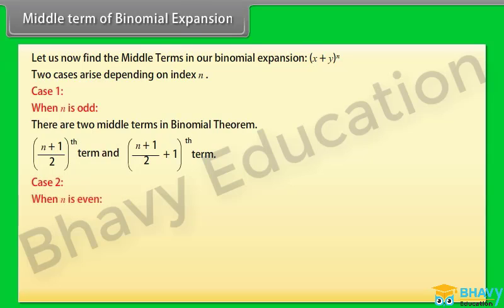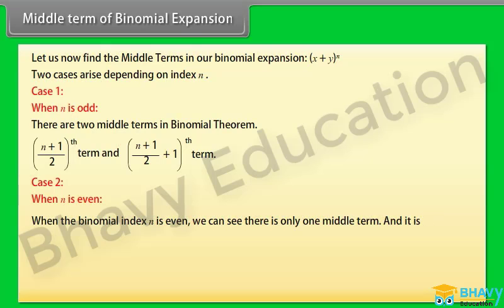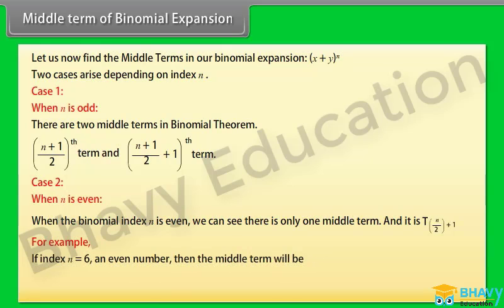Case 2: when n is even. When the binomial index n is even, there is only one middle term, and it is T(n/2 + 1). For example, if index n is equal to 6, an even number, then the middle term will be T(n/2 + 1) = T(6/2 + 1) = T4.